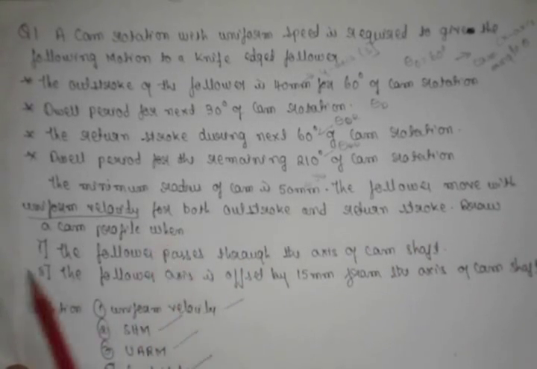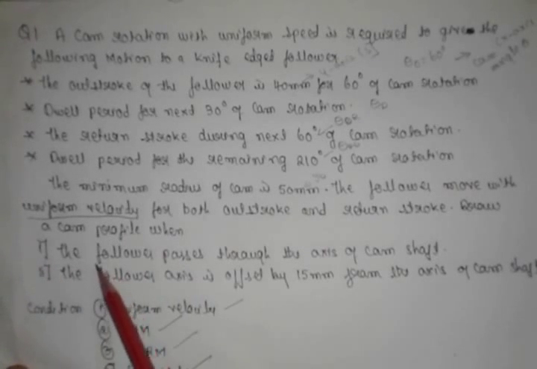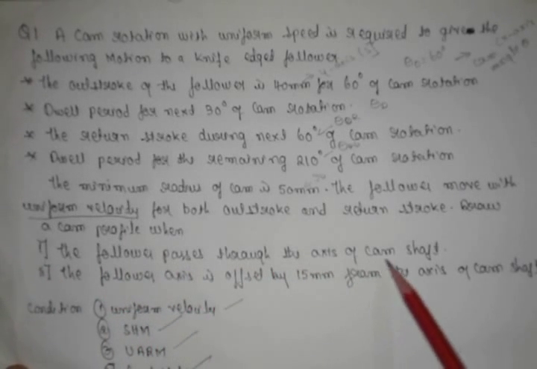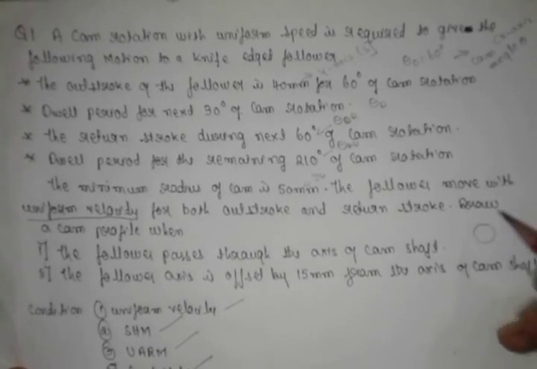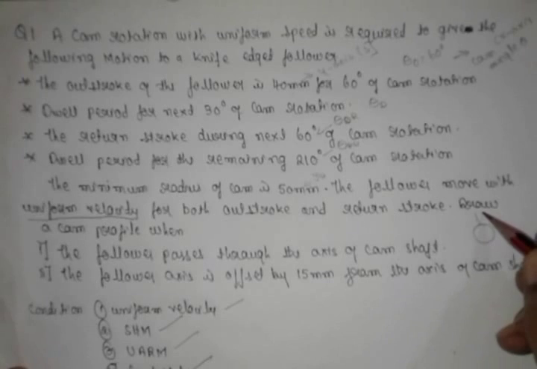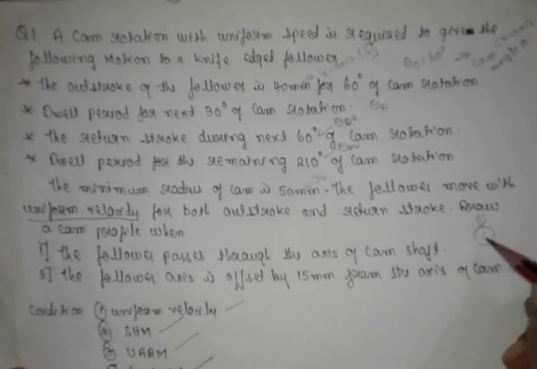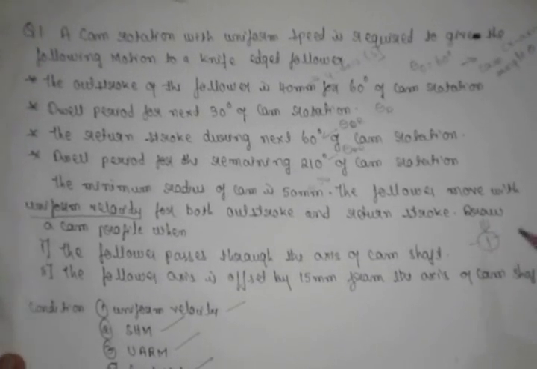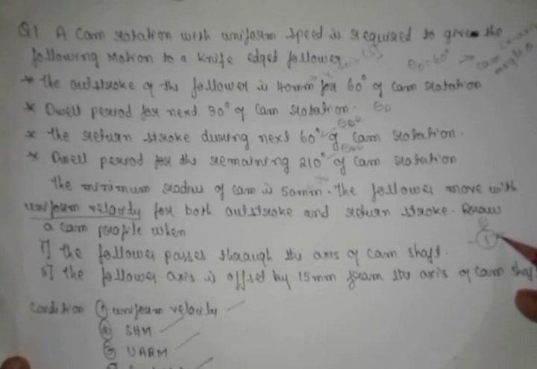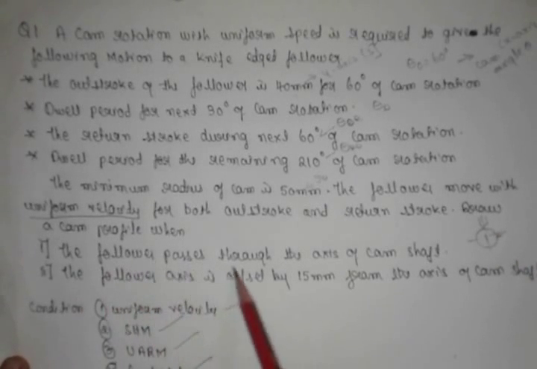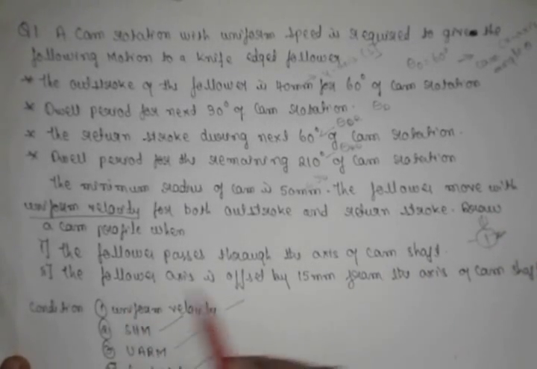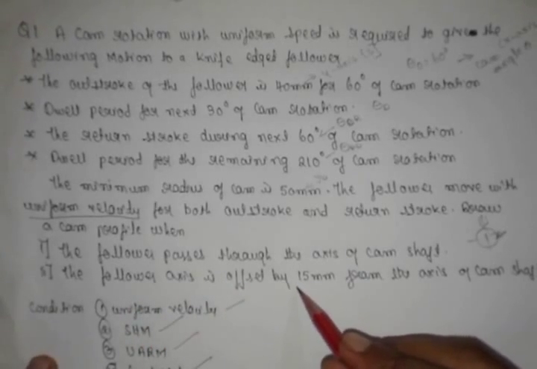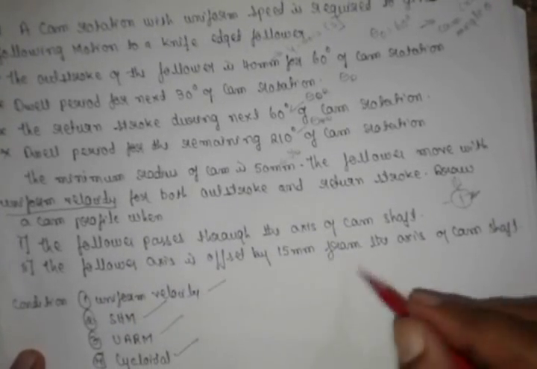Draw a cam profile. First, the follower passes through the axis of the camshaft. That means this is the base circle and this is the knife edge, and the axis of the knife edge has to pass through the axis of the cam. The condition first is the follower axis passes through the axis of the cam. Condition 1.